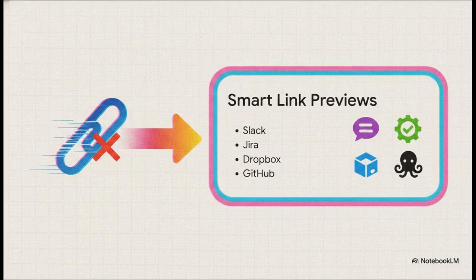Then we have smart link previews. Say you need to reference the company's brand guidelines. Just pasting a Dropbox link into your workspace generates a smart card with the title and status. It updates in real time. This completely ends the era of the mystery blue hyperlink of death. You know the one I'm talking about. You can do this with Jira tickets for bug tracking or GitHub for developers.